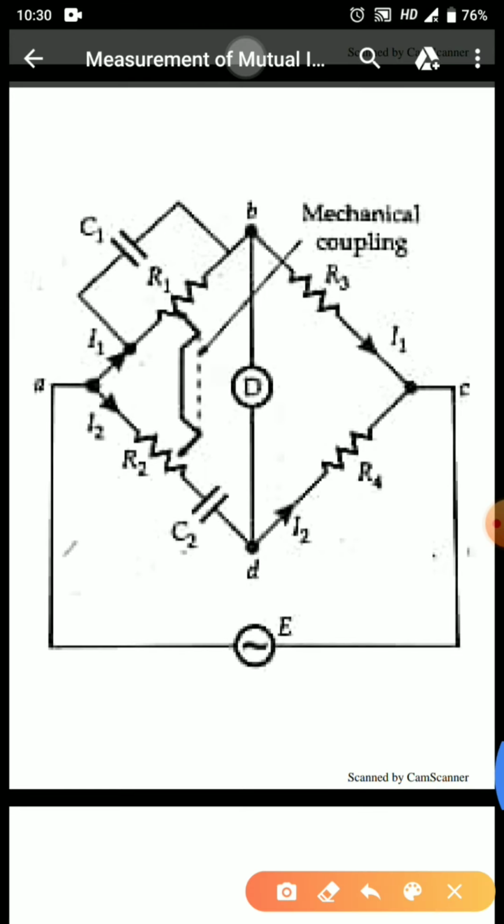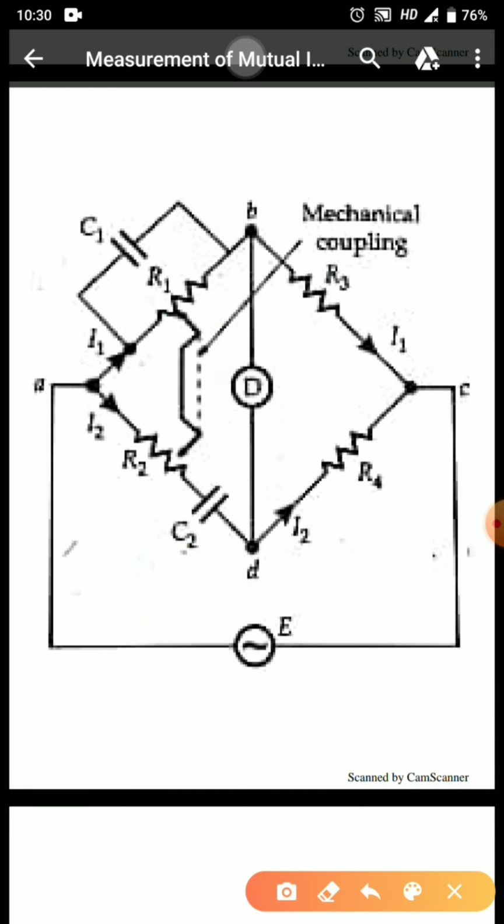Now looking into the circuit of Wein's bridge, we can clearly make out in the first branch C1 and R1 are connected in parallel. In the second branch R2 and C2 are connected in series. Third branch and fourth branch both have resistors that are non-inductive in nature. And one more feature of this is we can clearly see here that R1 and R2 have a mechanical coupling.